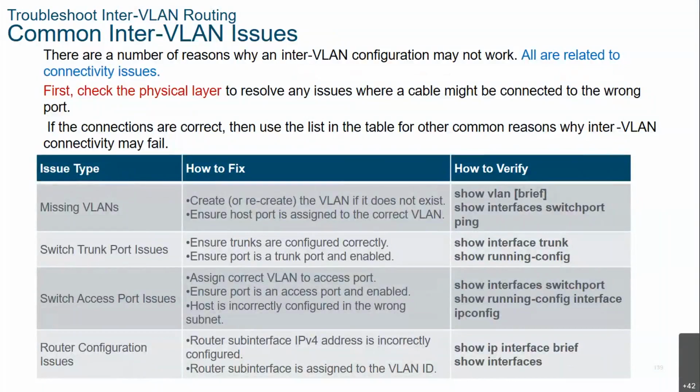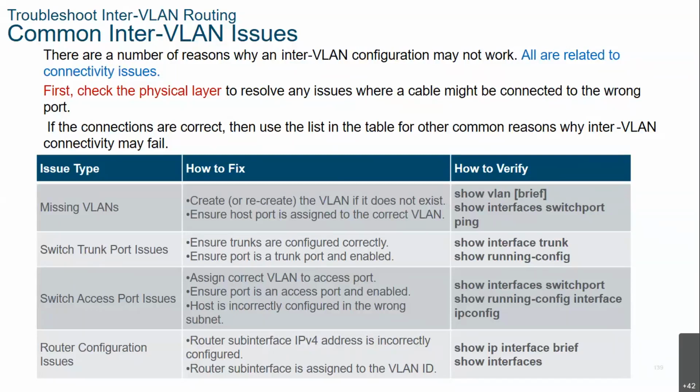So, troubleshooting inter-VLAN routing. There are a number of reasons why an inter-VLAN configuration may not work. All are related to connectivity issues. First, check the physical layer to resolve any issues. What it means is basically this. Sometimes you configure ports 1 to 10 to be in VLAN 10, and then you stick a VLAN 20 PC into one of these ports. Of course, it's going to be on the wrong physical link, so you just have to change that first. Always check the physical connection first before you go on and check your configurations.